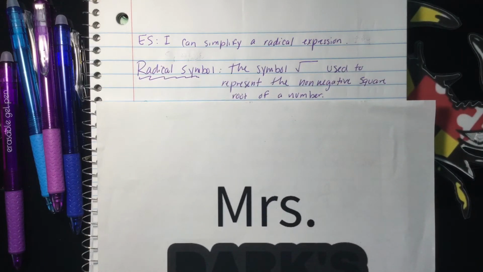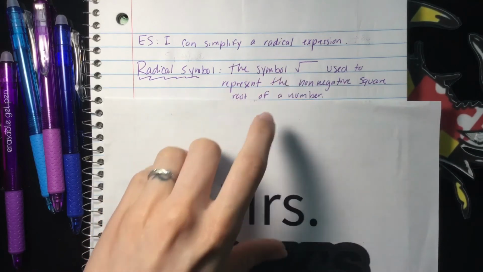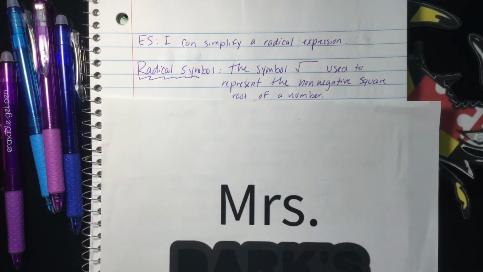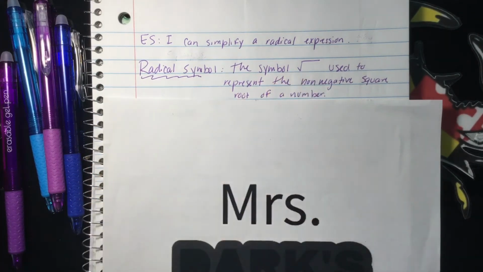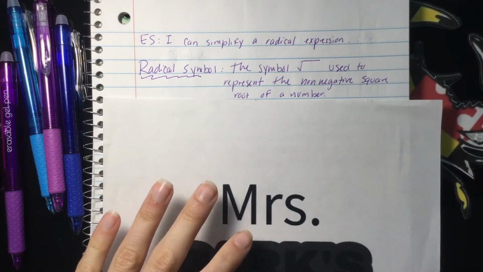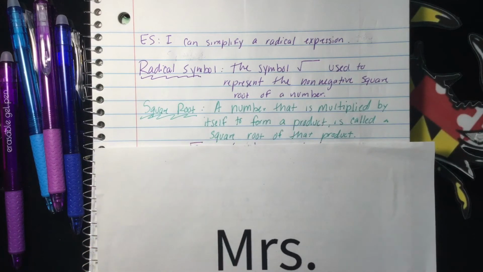So this radical symbol is used to represent the non-negative square root of a number. So you've seen me use this week, and that is a definition of what a radical symbol is. All right, a square root. Okay, so a square root is a number that is multiplied by itself to form a product. It's called a square root of that product. So the square root of 25 is 5 because 5 times 5 is 25.